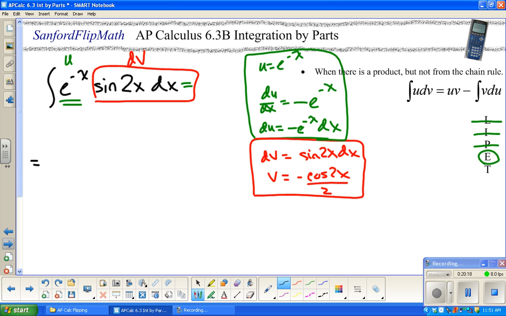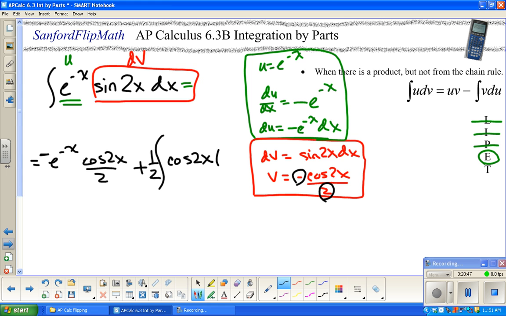Okay, so u times v, well, this is going to be negative, I'm going to put it out there, cosine 2x over 2, minus the antiderivative of v, well, I'm going to go ahead and pull the negative and the over 2 out in front. So this is going to be 1/2 cosine 2x times du, negative e to the negative x dx. Well, that's just not even fun, is it? All right, not a big fan of this.